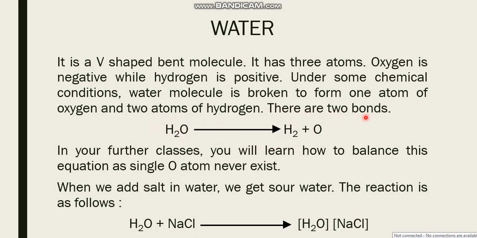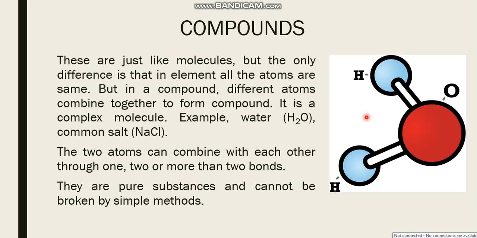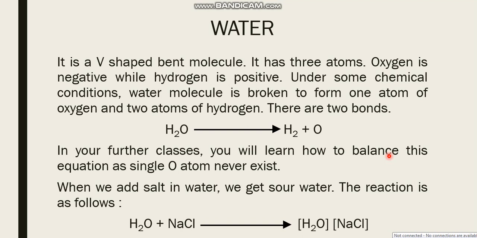Now there are two bonds. In the water molecule we see that the first bond is this and the second bond is this. That's why there are two bonds. In your further classes you will read how to balance this given equation, because I already told you this oxygen cannot exist single because of the electrons it has. It is reactive. That's why we need to balance it in such a way that everything formed over here and already present over here is stable. We are not learning it right now, but in the next class we will surely learn.